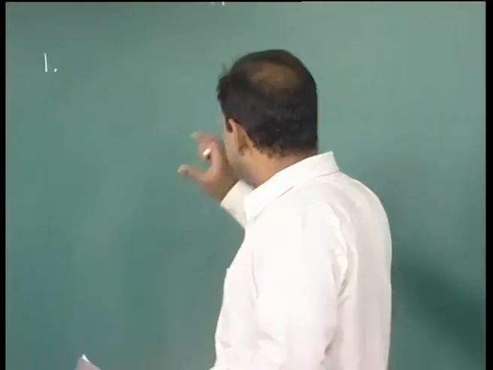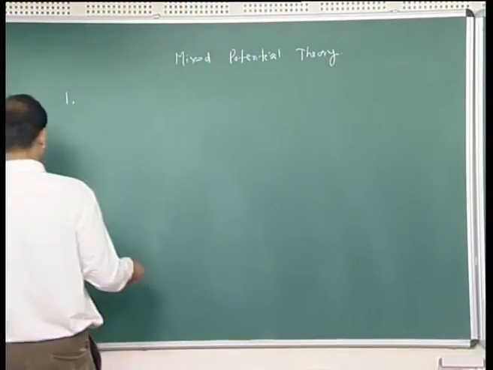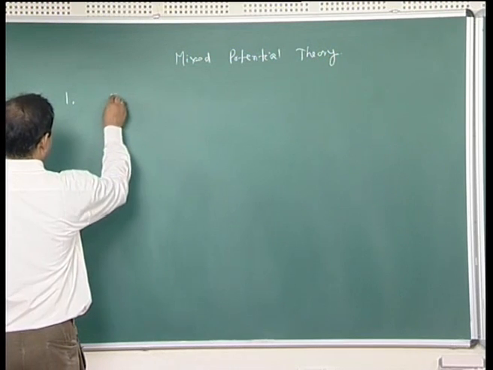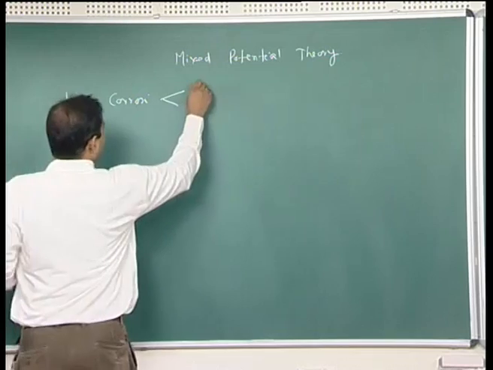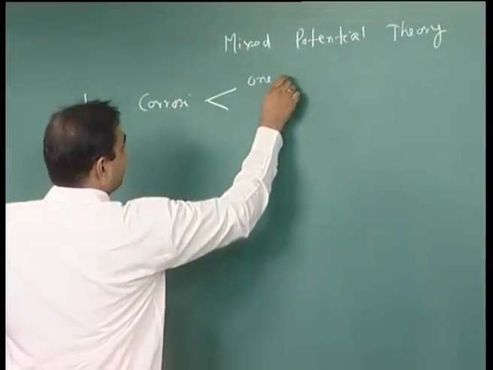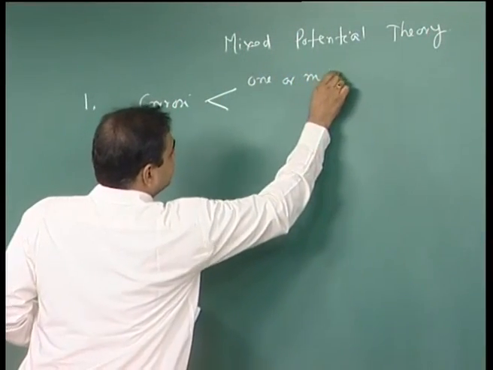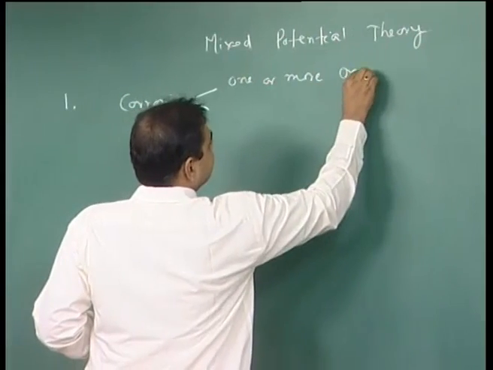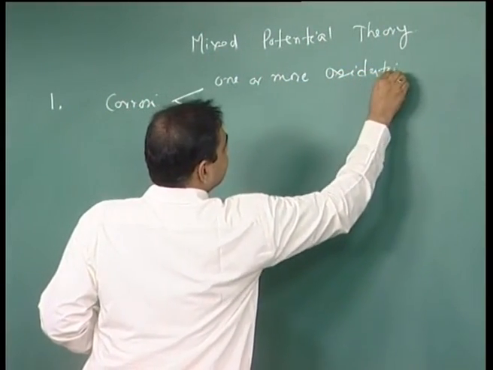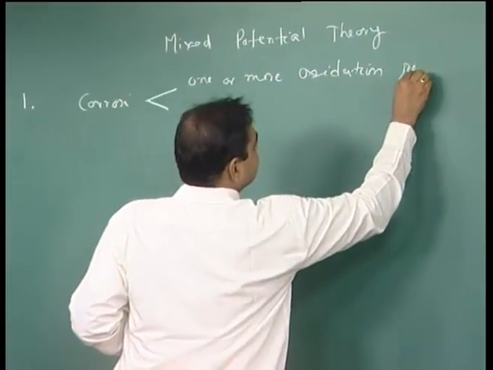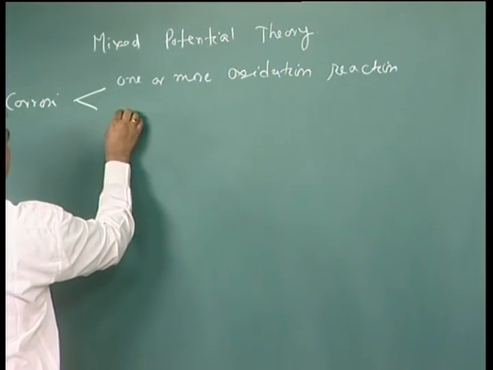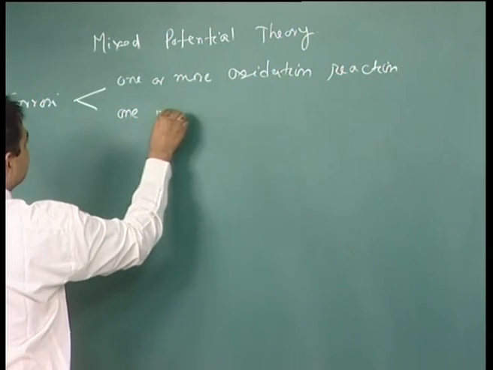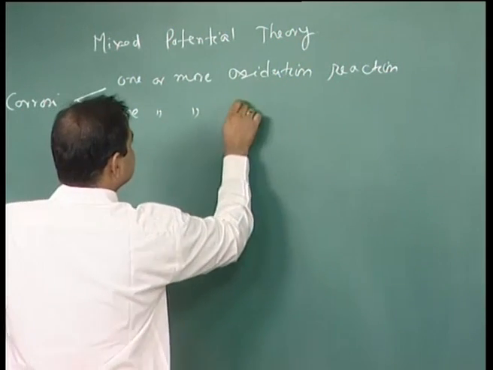So now you can segregate into two. The first hypothesis says that corrosion can be divided into one or more oxidation reactions, and one or more reduction reactions.